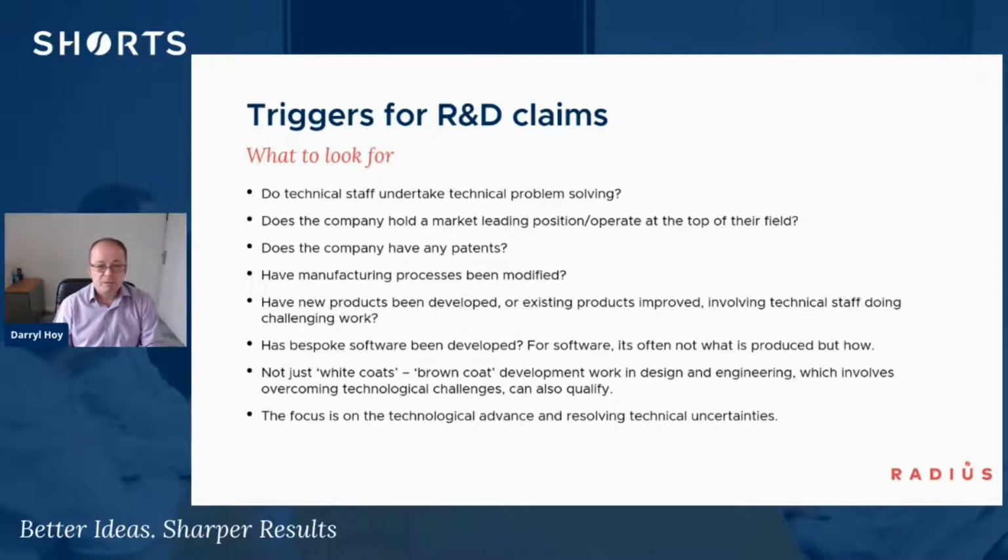Making modifications to processes also qualifies, and developing new products is actually a key area where R&D is often evident. For software companies, particularly writing bespoke software, it is obviously where it's most likely to be R&D, and there we're looking for how it's been done rather than what has been produced for a commercial project. And it can be brown coat development, not just white coat people, white coats working in laboratories, for instance. The big focus is on technical advance and resolving technical uncertainties.